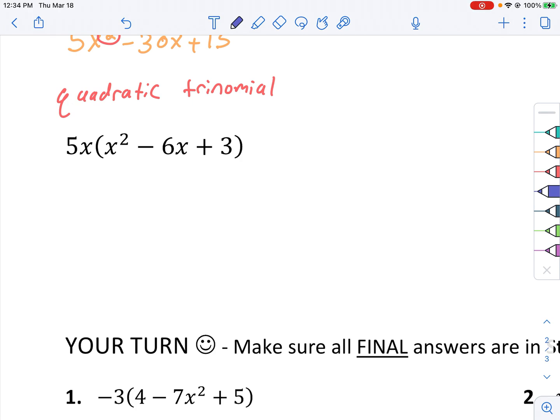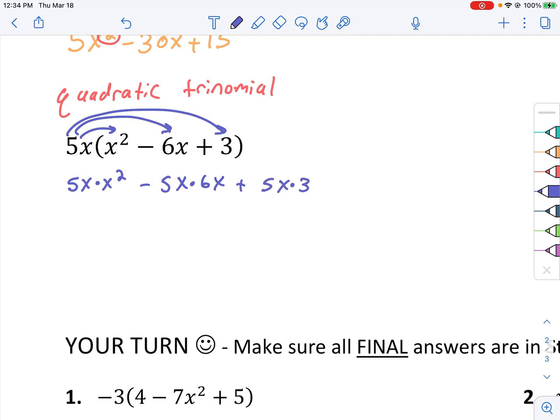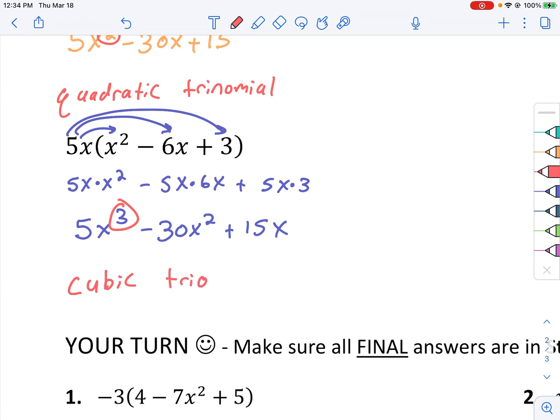All right, last 2 examples here. Now we're multiplying in 5x, so 5x to x squared, 5x to negative 6x, 5x to 3. So this is going to be 5x cubed minus 30x squared plus 15x. 3 is the highest power, so now we're into our cubics, and this is still 3 terms, so trinomial.